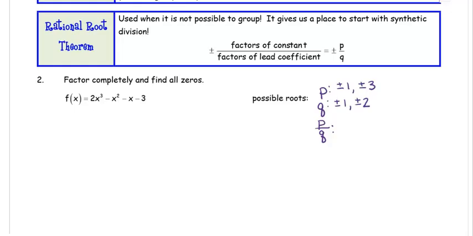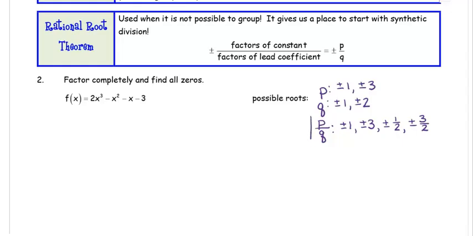So I'm going to take all of my p-values and put them over the first q-value, 1 over 1 and 3 over 1, which means I have plus or minus 1 and plus or minus 3. I'm going to do the same thing with the 2. I'm going to put the 1 over the 2 and the 3 over the 2. I have plus or minus 1/2, and plus or minus 3/2.